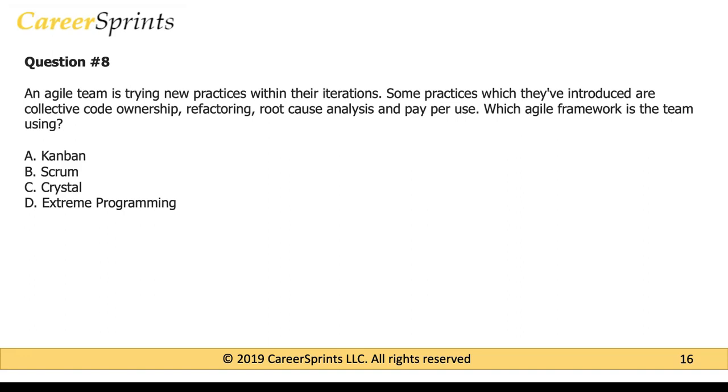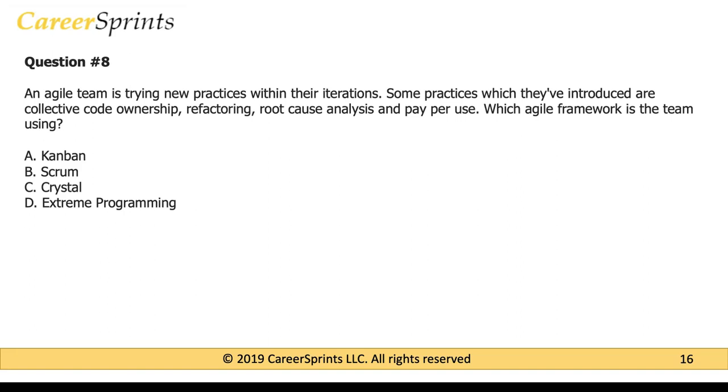So let's look at question number 8. So question 8 says, an agile team is trying new practices within their iterations. Some practices which they've introduced are collective code ownership, refactoring, root cause analysis, and pay per use. Which agile framework is the team using? So the options are Kanban, Scrum, Crystal, and Extreme Programming. So this question is basically all about remembering where these practices originate from. So I'm going to give you a couple of minutes to think about the answer and choose your answer.